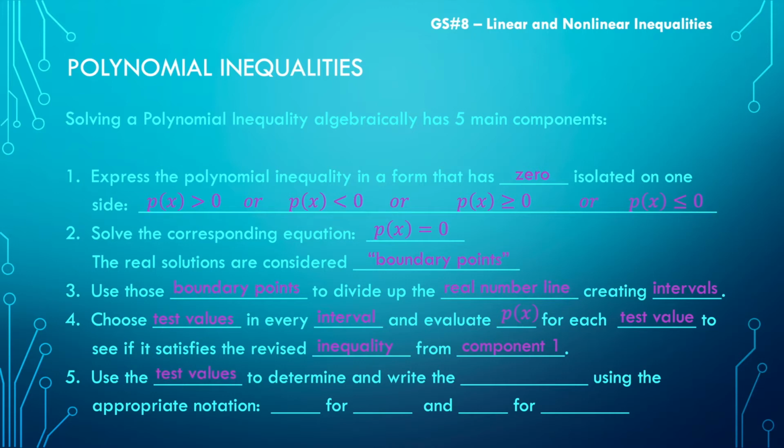So we will use those test values to determine and write the solution interval, and we will make sure we use the appropriate notation. If the inequality is less than or greater than, we will use parentheses, and if the inequality is less than or equal to or greater than or equal to, we will definitely want to use brackets. So that's the procedure. So let's walk through a couple of examples of solving polynomial inequalities.